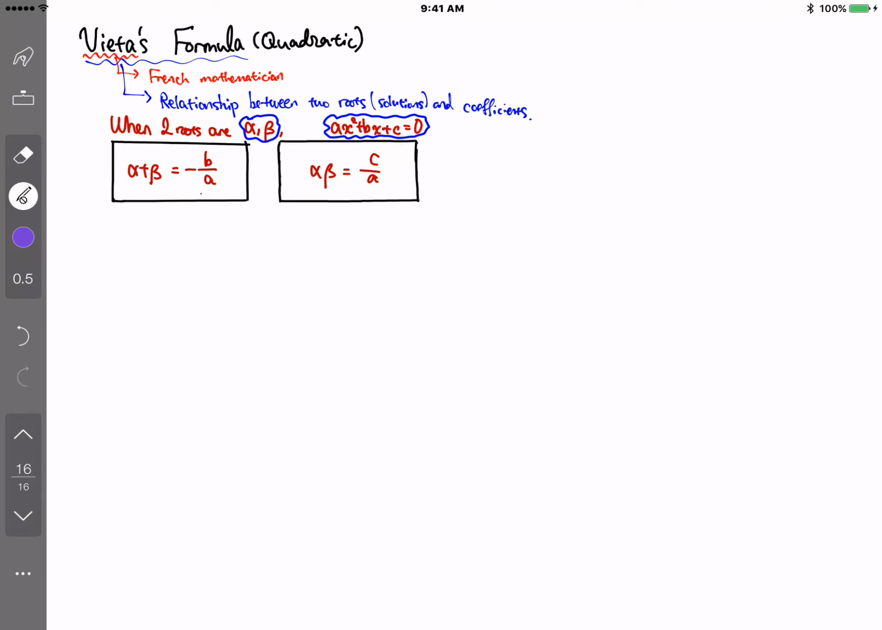Hello guys, and today let's learn about Vieta's formulas. Vieta is actually the name of the mathematician, François Viète, who is from France, obviously.